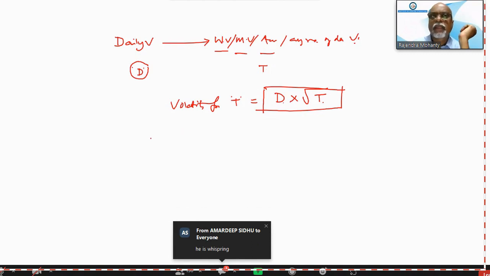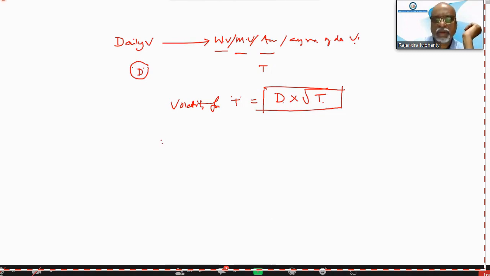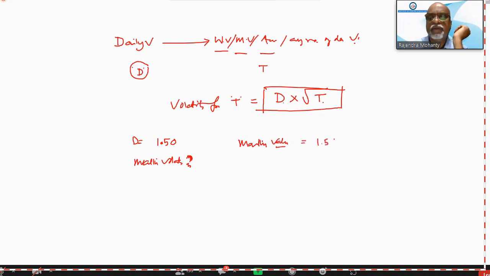So suppose a question is given: a daily volatility of a stock is say 1.5. So find out what is the monthly volatility. Can somebody do it? What is the monthly volatility? 8.21. Very good. So monthly volatility is 1.5 multiplied by square root of 30. So it becomes 8.21 or 8.22.